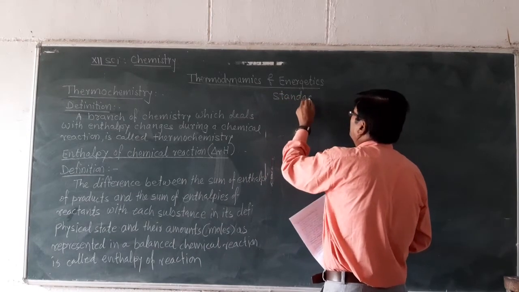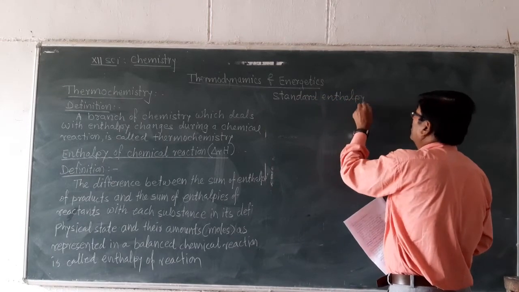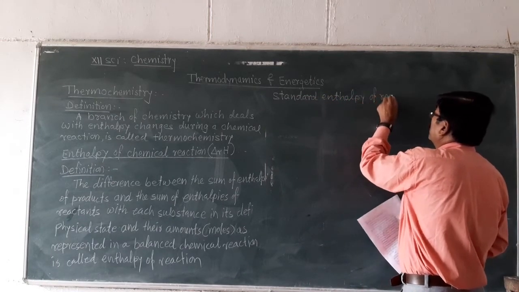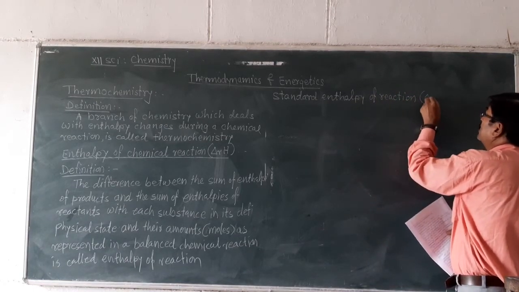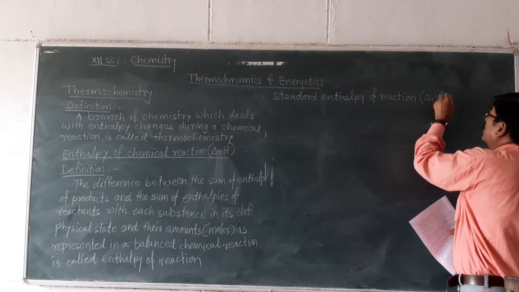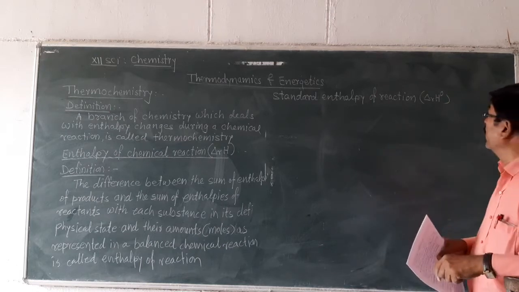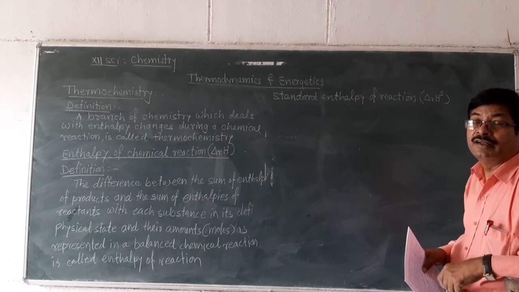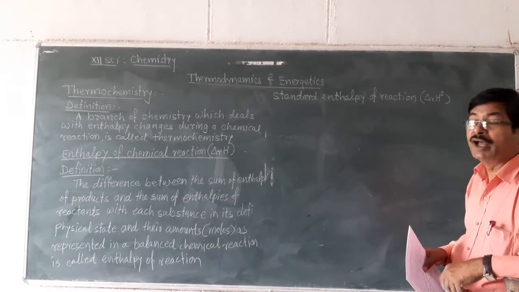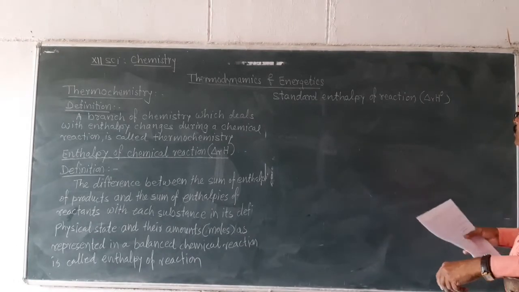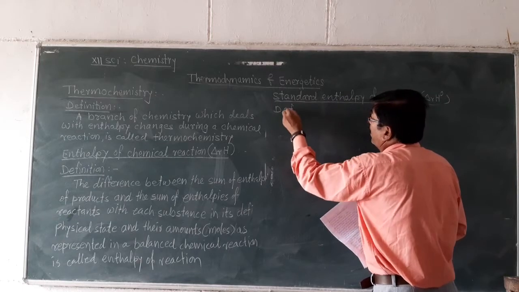Standard enthalpy of a reaction. It is denoted as delta R H naught. Here the naught or 0 on the top of the H indicates standard conditions: 1 bar pressure, 298 Kelvin temperature, and concentration 1 molar. How is it defined?